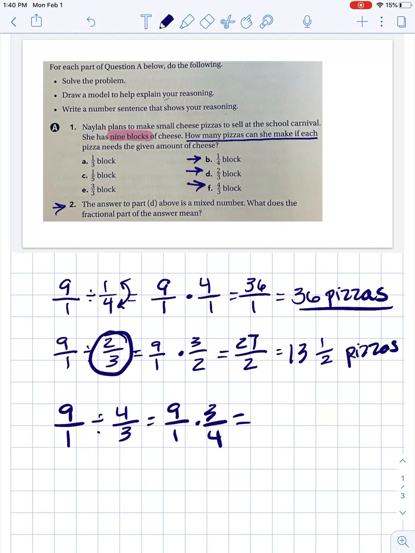There we go. 9 times 3 is 27. 4 times 1 is 4. So 4 is going to go in 6 times, which is 24, with 3 left over. There we go. So for F, we can make 6 3/4 of a very, very, very cheesy pizza.